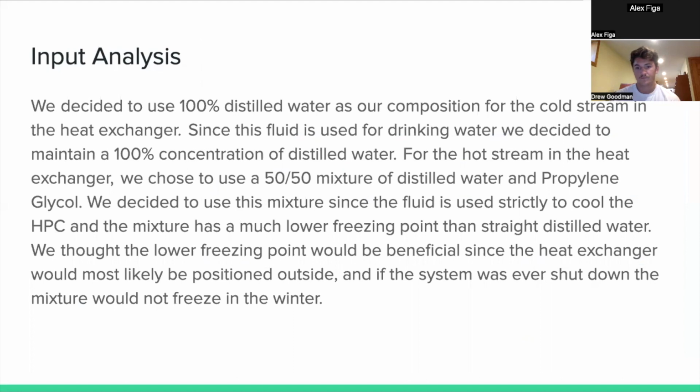For the hot stream, we used a 50-50 mixture of the distilled water and the propylene glycol. We used this because that hot stream fluid is strictly being used to cool the high performance computing center, and we didn't have to worry about it being used as drinking water. And we thought the lower freezing point from the propylene glycol and distilled water mixture would be beneficial, since the heat exchanger could be positioned outside the building, and if the system was ever to shut down in the winter, it wouldn't freeze.